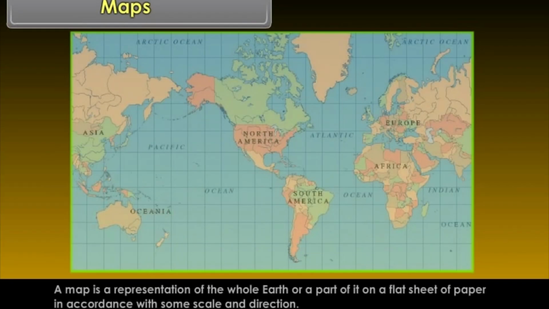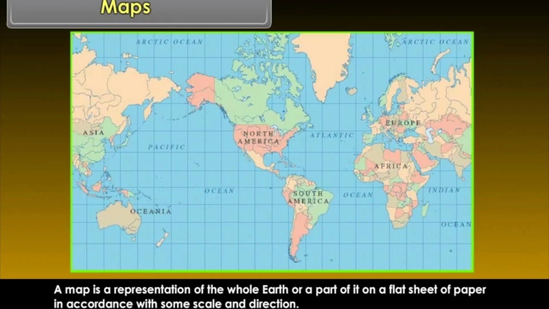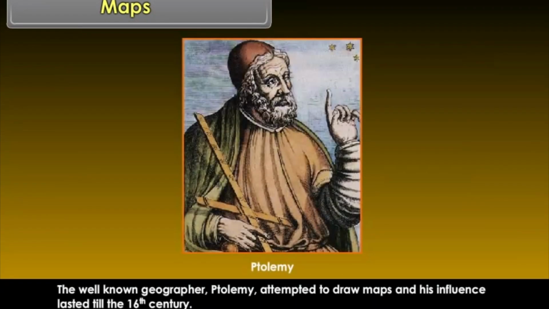Maps. A map is a representation of the whole Earth or a part of it on a flat sheet of paper in accordance with some scale and direction. The well-known geographer Ptolemy attempted to draw maps and his influence lasted till the 16th century. All the maps are put together to make an atlas of maps of various sizes and drawn on different scales. They provide more information than a globe.